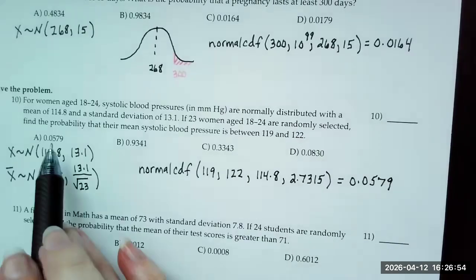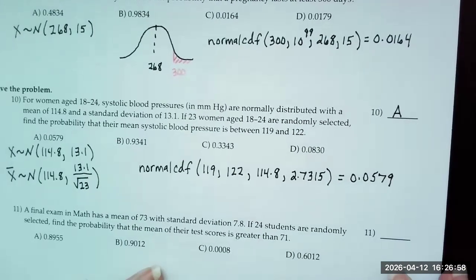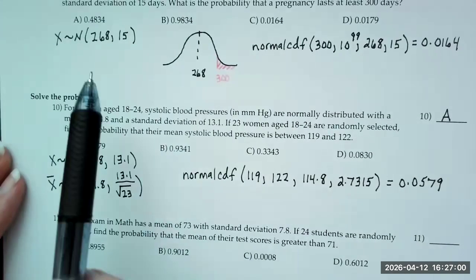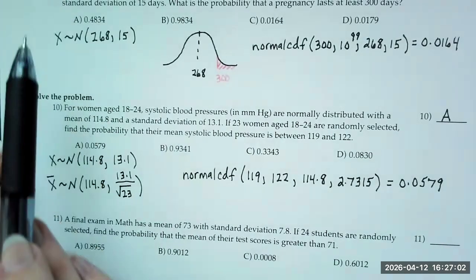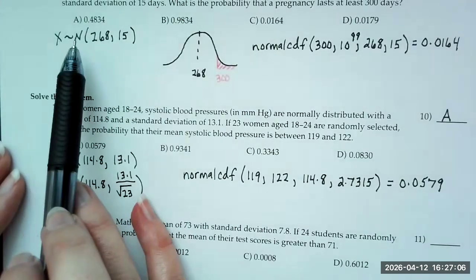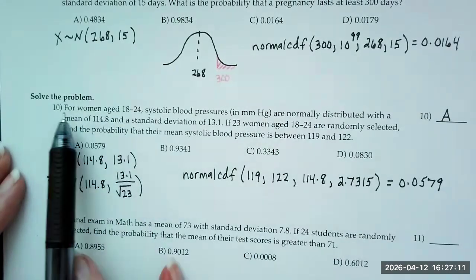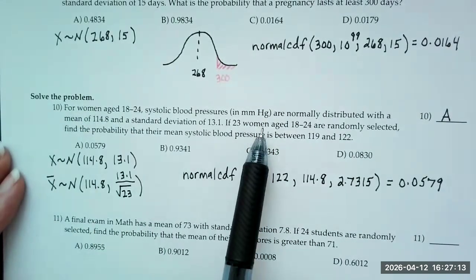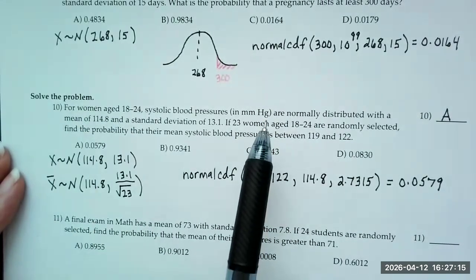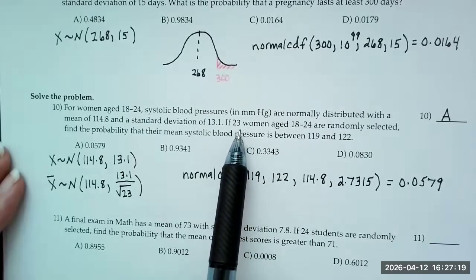And that's going to be our answer choice A. Okay, so notice the difference between number 9 and number 10. For number 9, we just went ahead and used the regular normal distribution. But for 10, even though they said that it's normally distributed, they then told us it's a sample. And so we needed to know it was normally distributed because our sample size isn't big enough for us to just go off central limit theorem on its own.